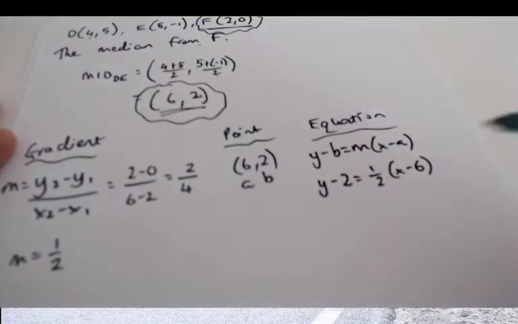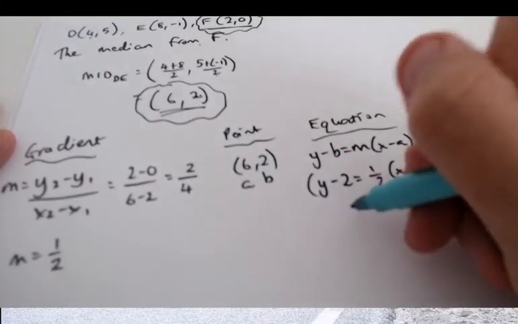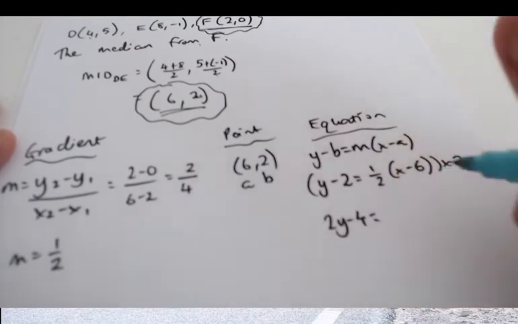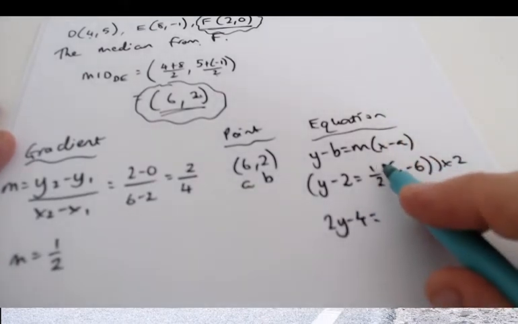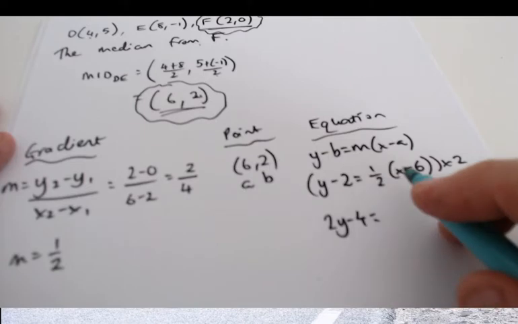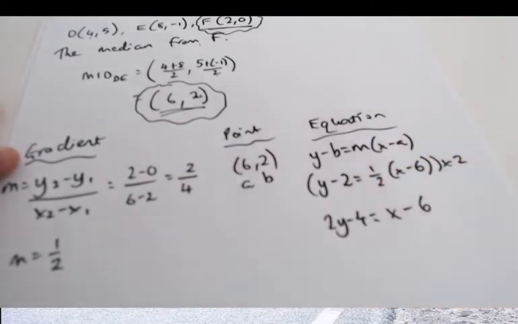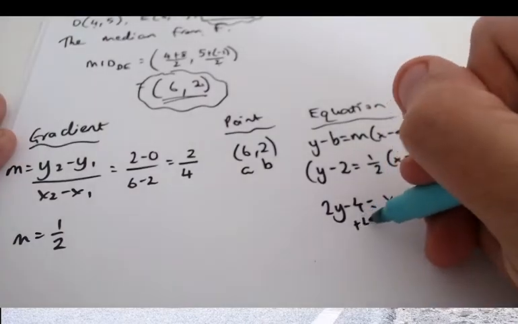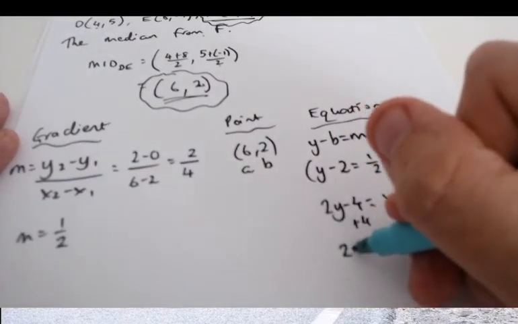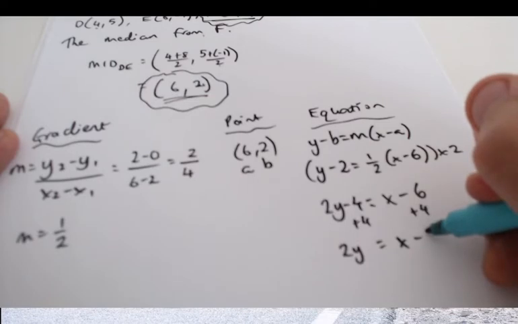I'm going to multiply by 2 to remove the fraction. Remember, here the 2's will cancel, leaving the 1. The 1's outside the bracket. If we multiply the bracket by 1, it stays the same, so I can just write x minus 6. And now I will add 4 to both sides. So 2y will equal x take away 2.